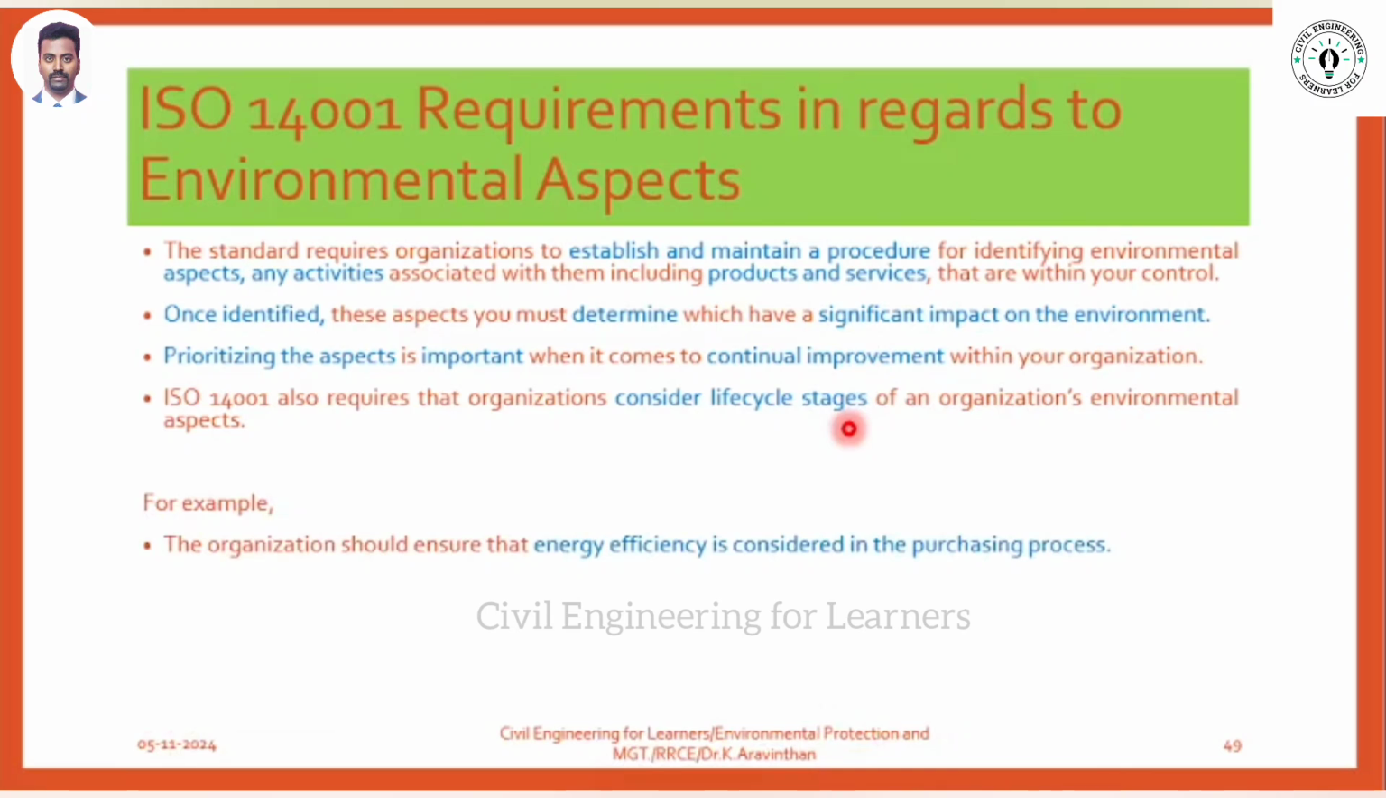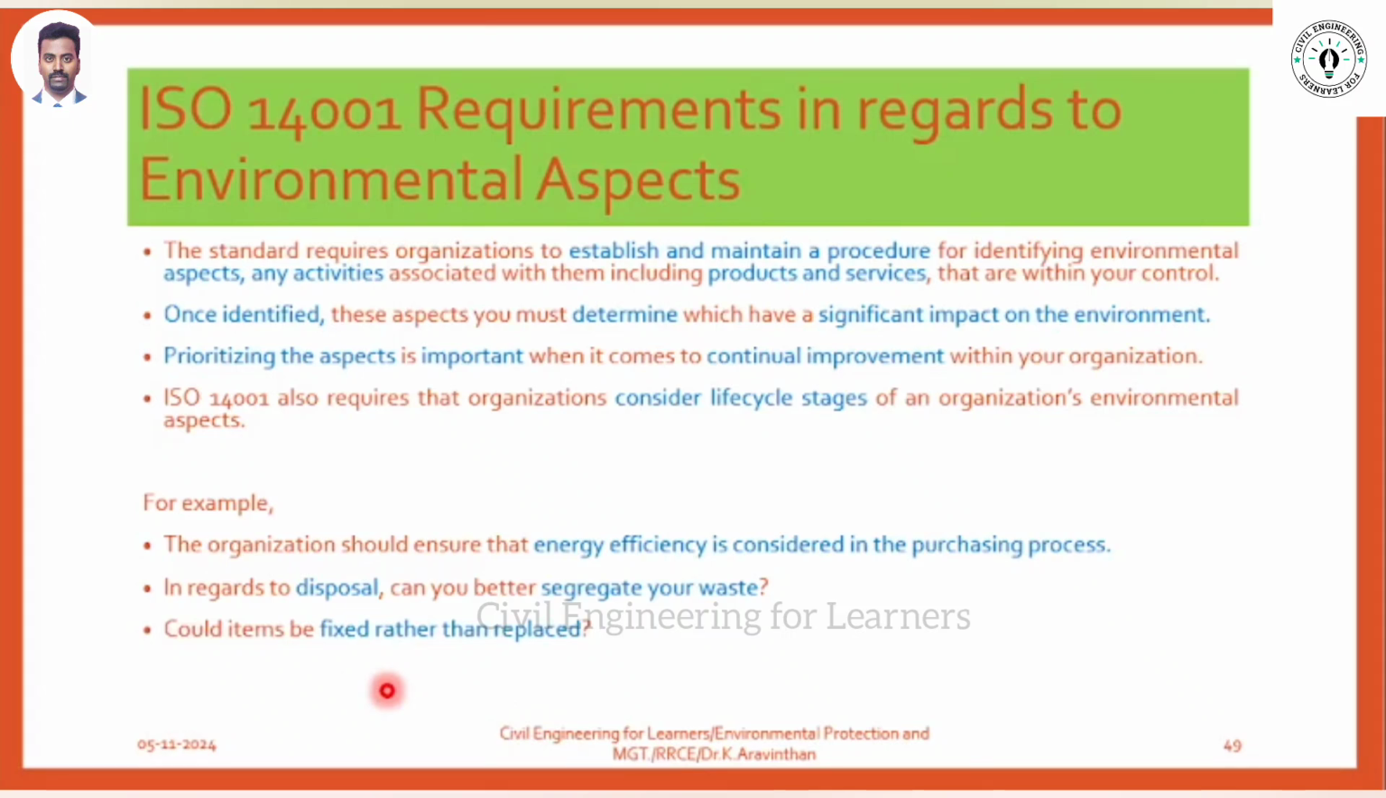Examples are, the company can always opt for an energy efficient purchasing policy. This is one of the aspects the organizations can do. Next thing is disposal. During their disposal, they have to segregate their waste and dispose. How to segregate? The waste can be degradable, non-degradable, electronic waste, then metal parts, hazardous waste, they can separate. This is called sorting out or segregation of waste.